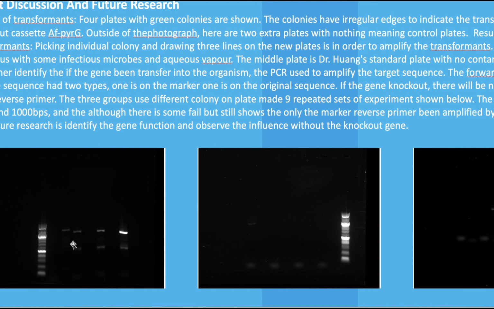And every group has three sets. One is with a forward primer on the marker and a reverse primer on the marker. Another set has the reverse primer on the original gene DNA. So there are three sets of them. Every group has three sets.